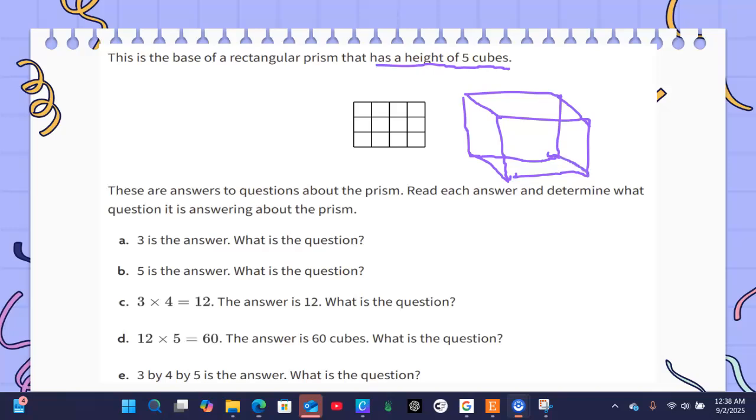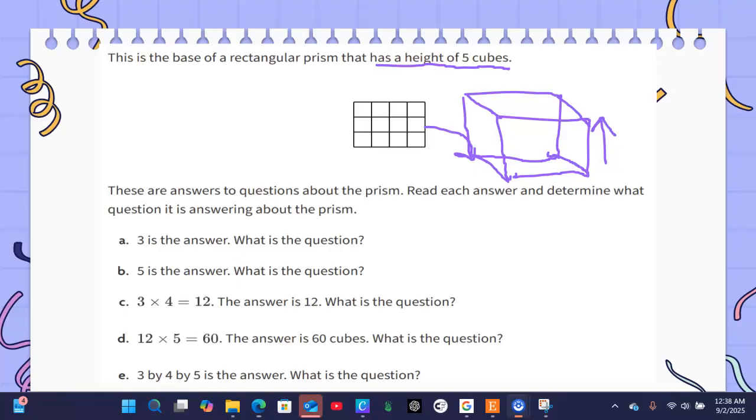So if we see here that the height of the prism is 5, if we look at our units here, we have 1, 2, 3 right here, 1, 2, 3, 4 right here. So that would mean this must belong to this area down here. Because it says the height is 5, and we know height goes up and down. Let's get right into the questions.